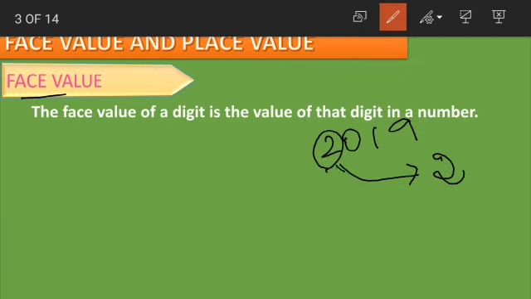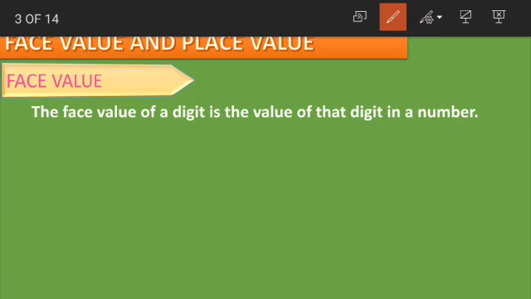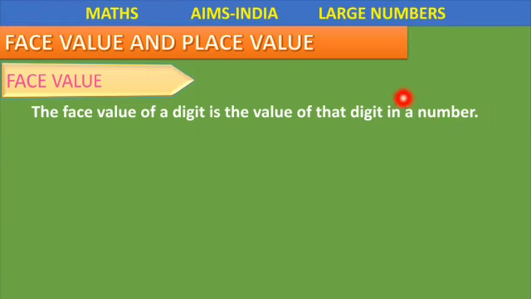Face values are the easiest concepts to understand in maths and also the easiest ones to solve. Right, children? Because whatever number they are asking in the question, the same will be your answer. If they ask you to find out the face value of 9, the answer will be 9 only. If they ask for the face value of 1, the answer will be 1. If they ask for the face value of 0, the answer will be 0. Clear, children? The face value is always equal to the digit only.